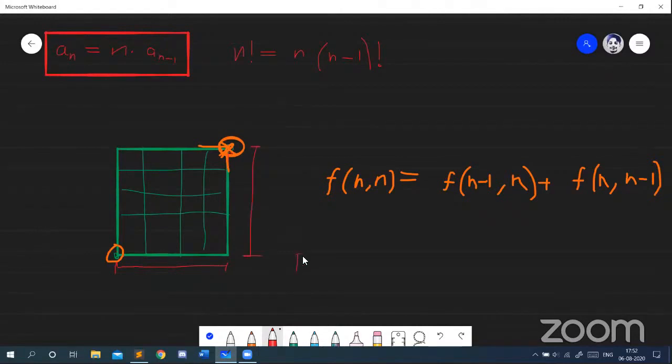So I'm saying let's take 4 R's and 4 L's, and every unique arrangement of these will give me a unique path from the source to the destination. So in how many ways can I arrange this? That's just 8 factorial over 4 factorial 4 factorial, and that's why we get that answer, right?